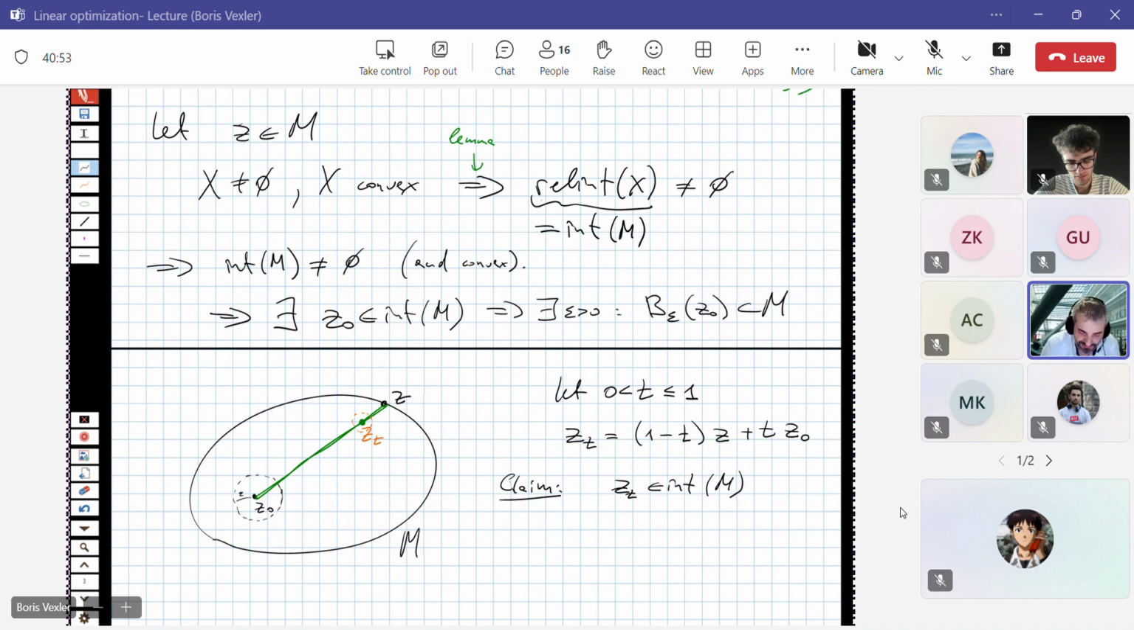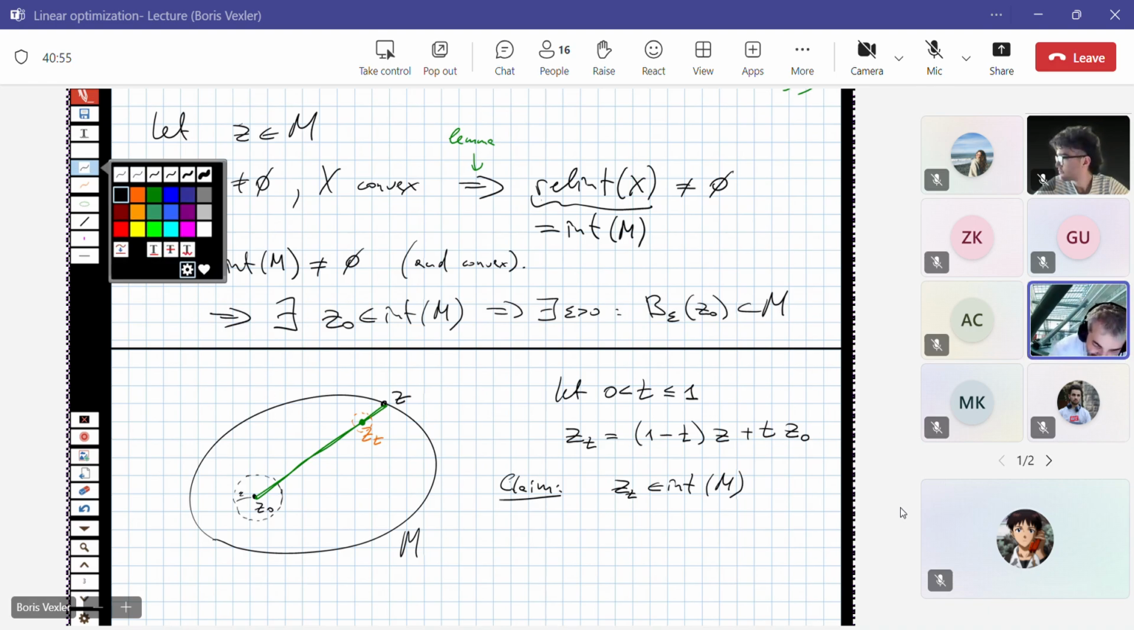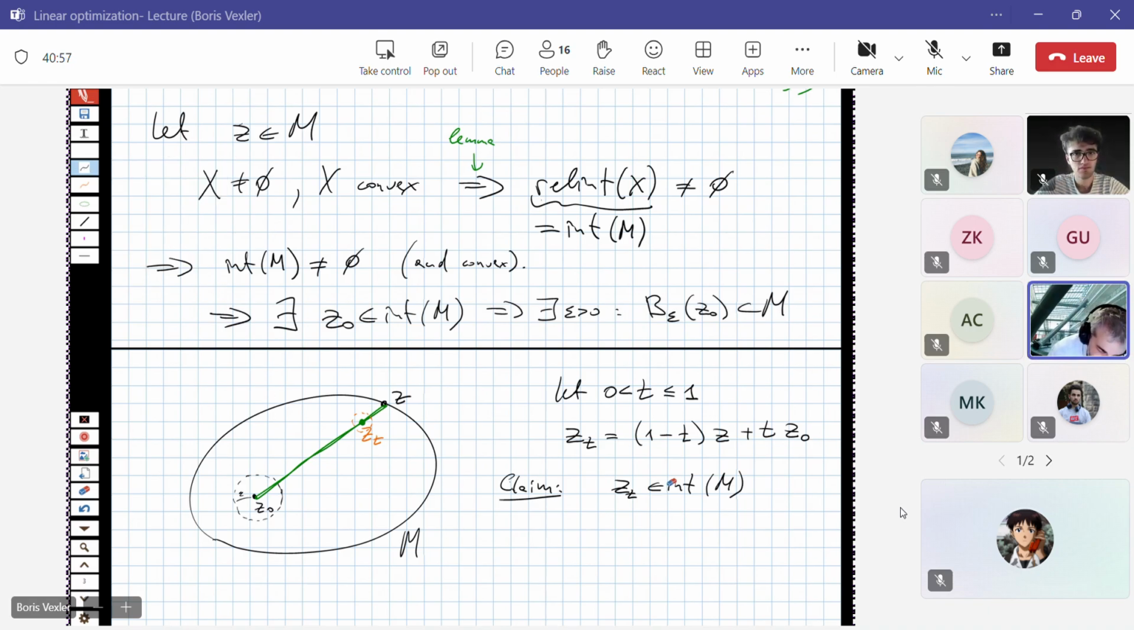By the way, ZT is, of course, let me write this down first. By convexity of M, ZT is of course in M for every T. Yes, for every such T. But what we would like to prove, we would like to prove more.